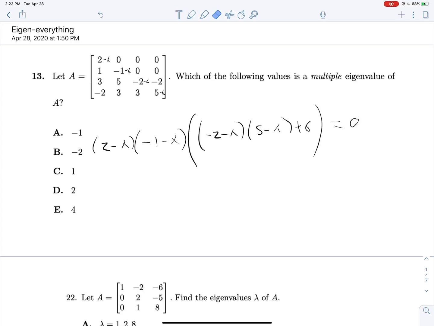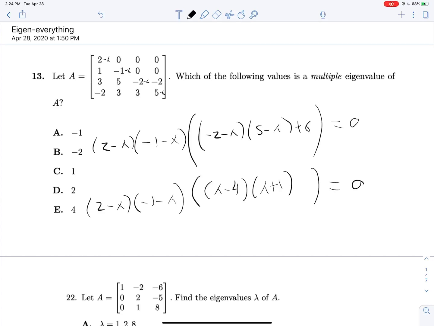So in here we can rewrite this as lambda squared minus 3 lambda minus 10 plus 6, which is minus 4, and we can factor this to lambda minus 4 times lambda plus 1. So we can reconnect this with our 2 minus lambda and our negative 1 minus lambda. And where do we have a multiple eigenvalue?